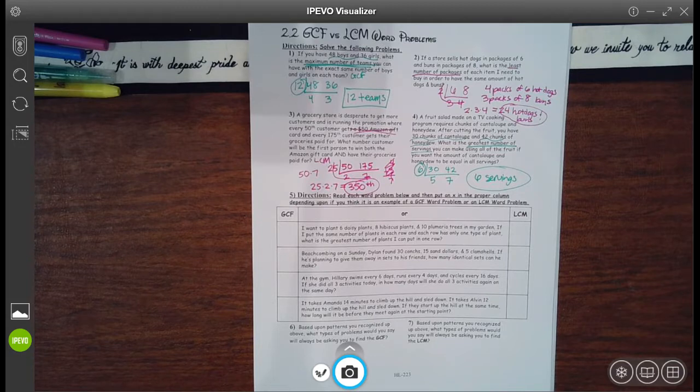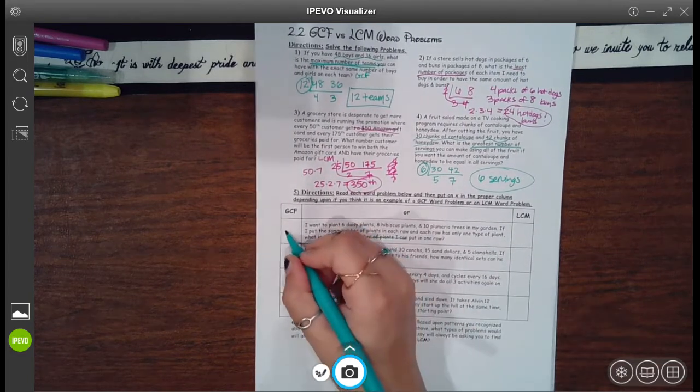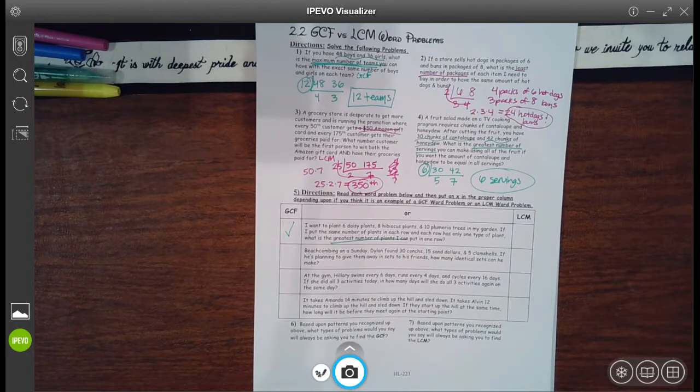And it says, I want to plant 6 daisy plants, 8 hibiscus, and 10 plumeria. If I put the same number of plants in each row, and each row only has one type of plant, what is the greatest number of plants that I can put? Well, that sounds like a GCF one to me.